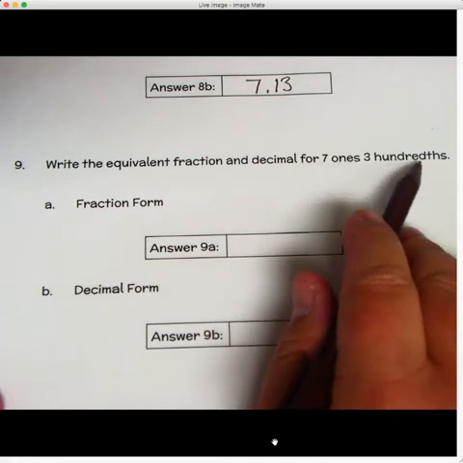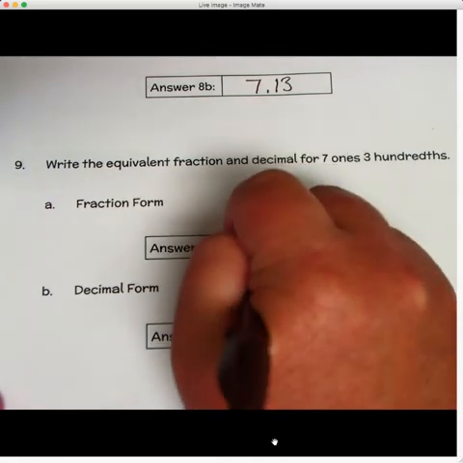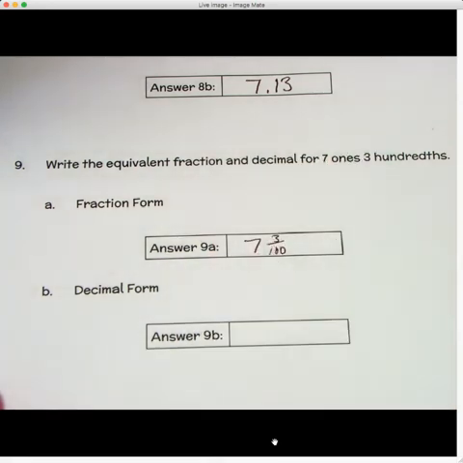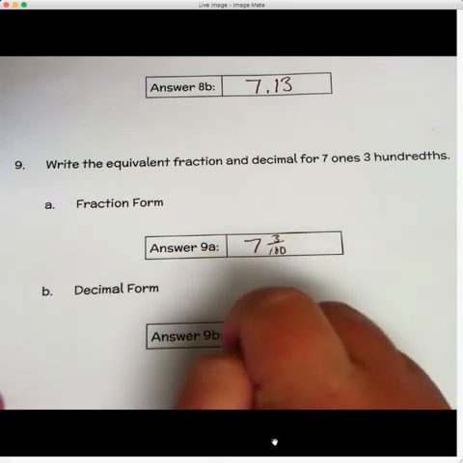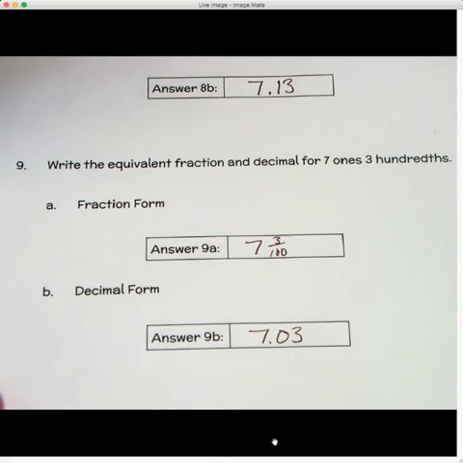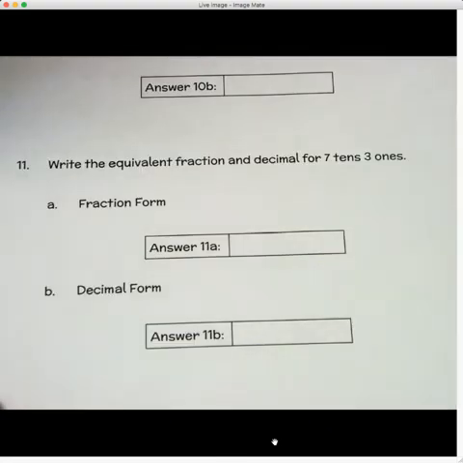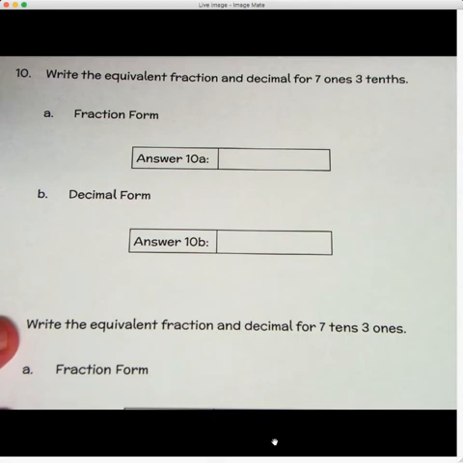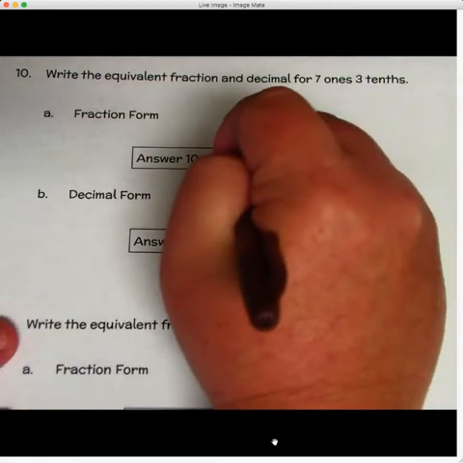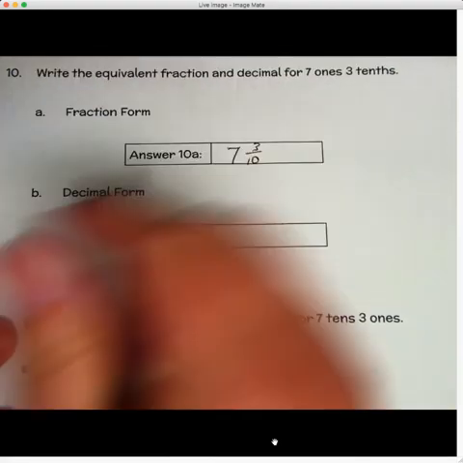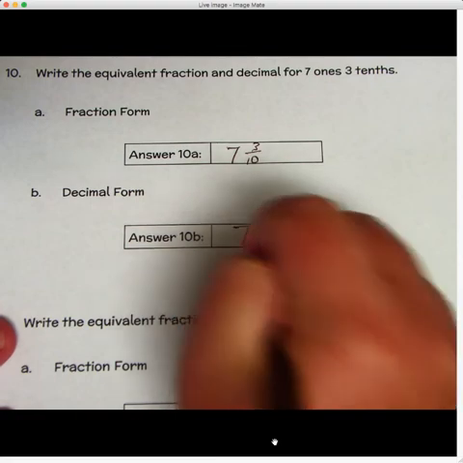Next one, 7 ones, 3 hundredths. That's one of those tricky ones. 7 ones, 3 hundredths. We're not going to have any tenths, are we? Because it's a single-digit number above the 100. Make sure you put the 0 in the tenths place if you don't have any tenths. Last page of examples. 7 ones and 3 tenths. So it changed it up on us. We changed from hundredths to tenths. 7 ones, 3 tenths. Decimal form. 7 ones, 3 tenths.